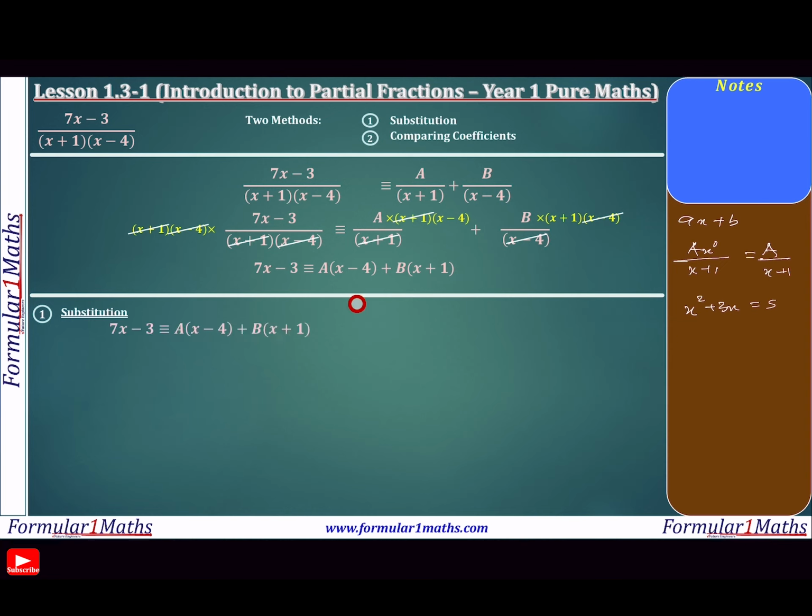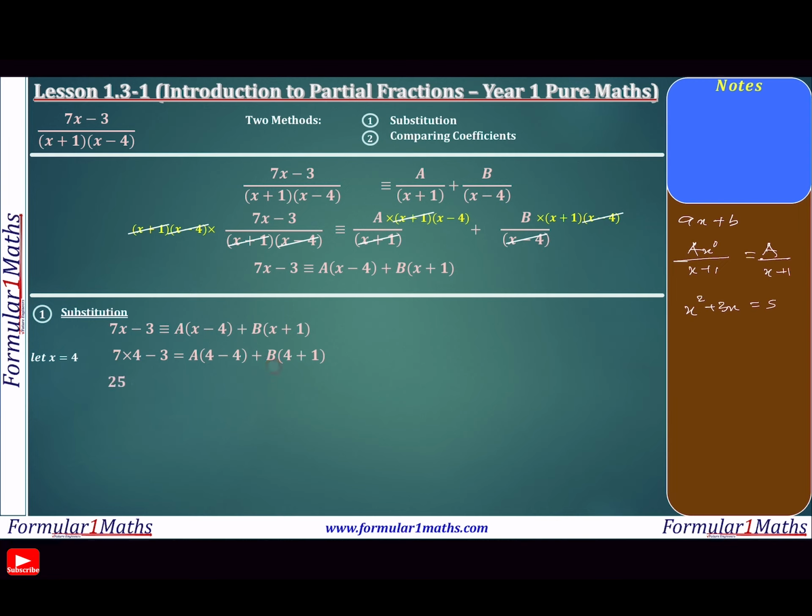So we start with the equivalent relationship we had before, and here we are going to do some convenient and strategic substitutions. That means if, for example, I let x = 4, then 4 - 4 = 0, and the whole of this term will be eliminated. And so now I can solve for b. So let's do that. If I let x = 4, then I have 7 times 4 - 3 = (4 - 4) times a + (4 + 1) times b.